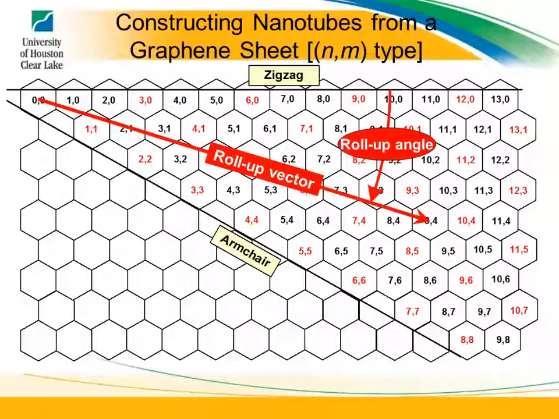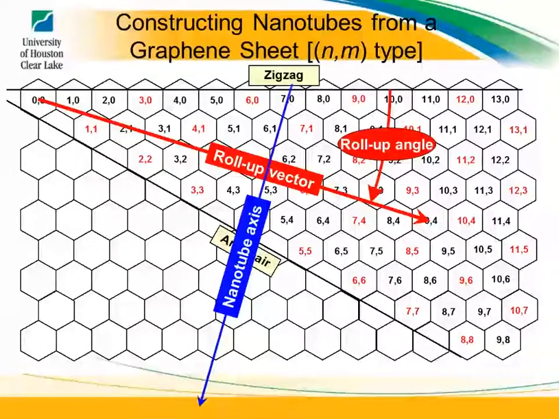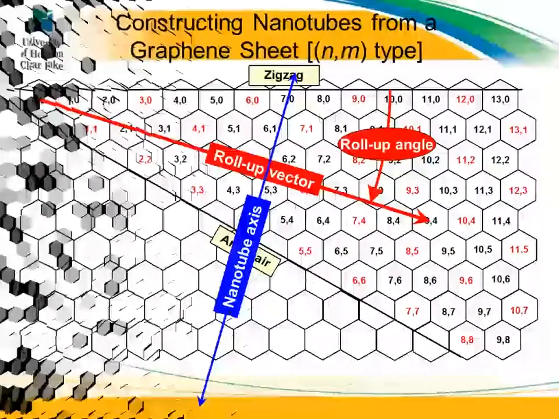Once you get larger than 30 degrees, you're basically recreating another nanotube that's already within the 0 to 30. So zigzag is 0 roll-up angle, armchair nanotubes are 30 degrees, and the nanotube axis would be perpendicular to the roll-up vector. If you take the roll-up vector and wrap it around, that makes the circumference of the nanotube, and the nanotube axis runs along that vector.